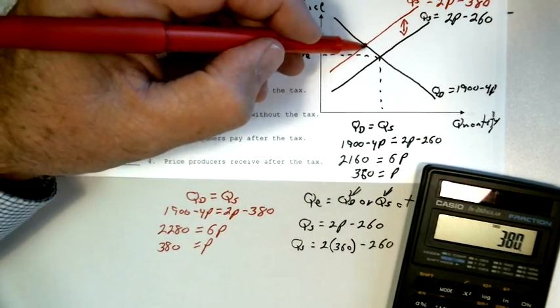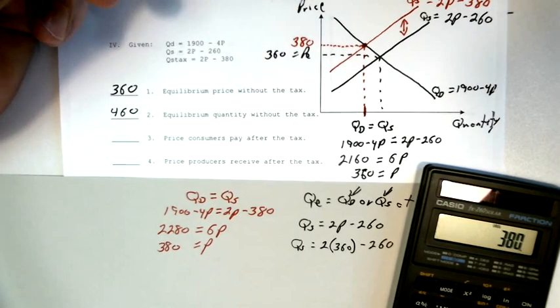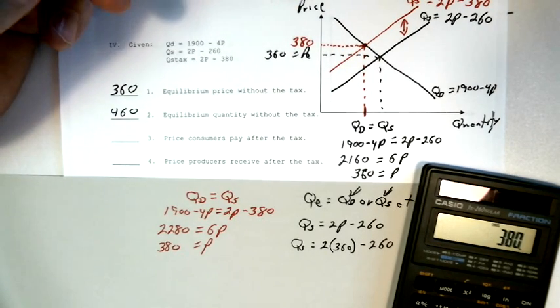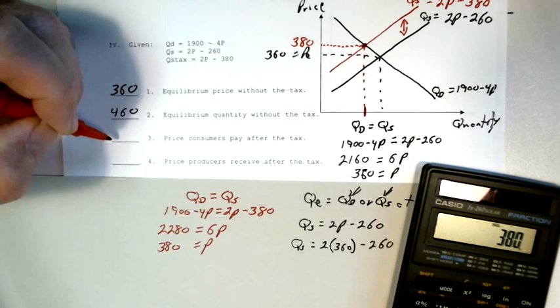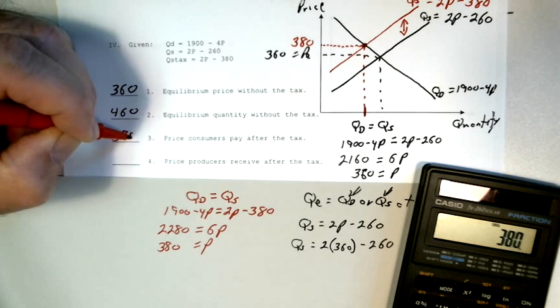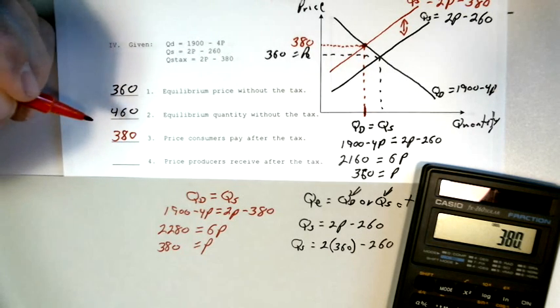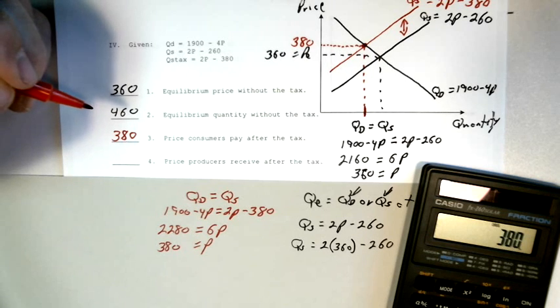380. And then it's going to ask for the new equilibrium quantity, and we find it just like we did before. We just have different equations now. So let's see, this number was 380, the price consumers pay. Okay, so the next question, number 4, is kind of difficult to find. So the easiest way to do it is to first find the equilibrium quantity, which I will do now.